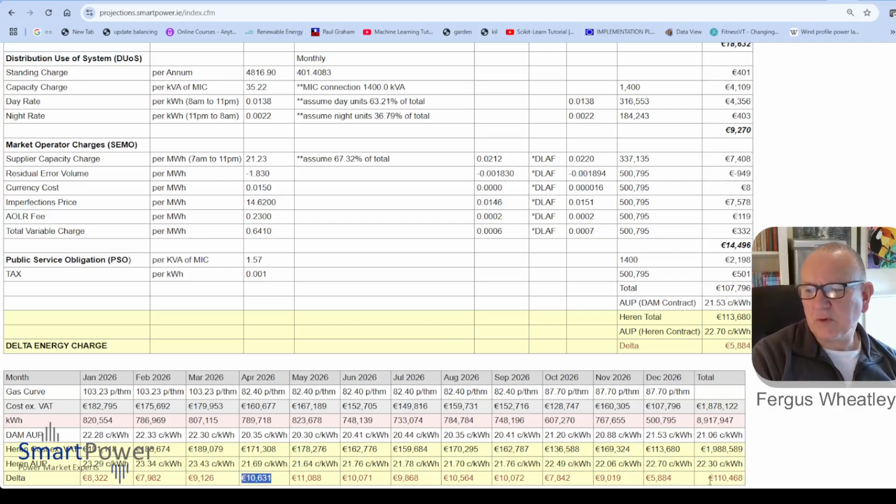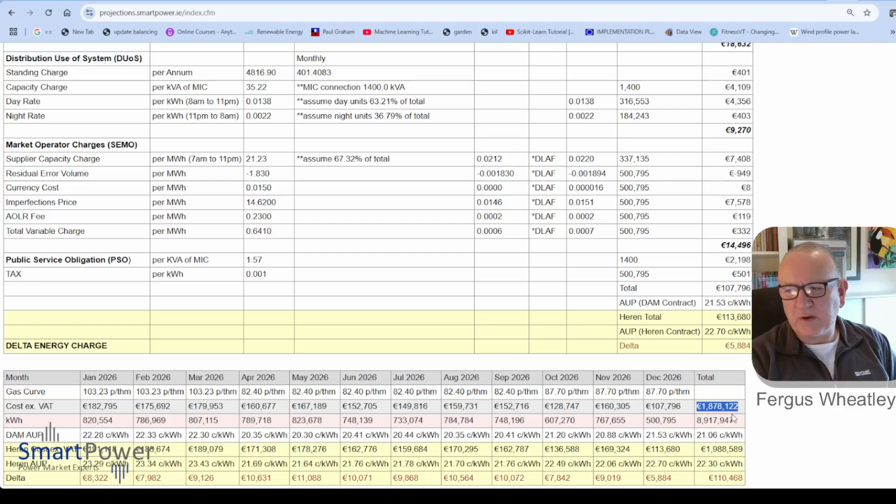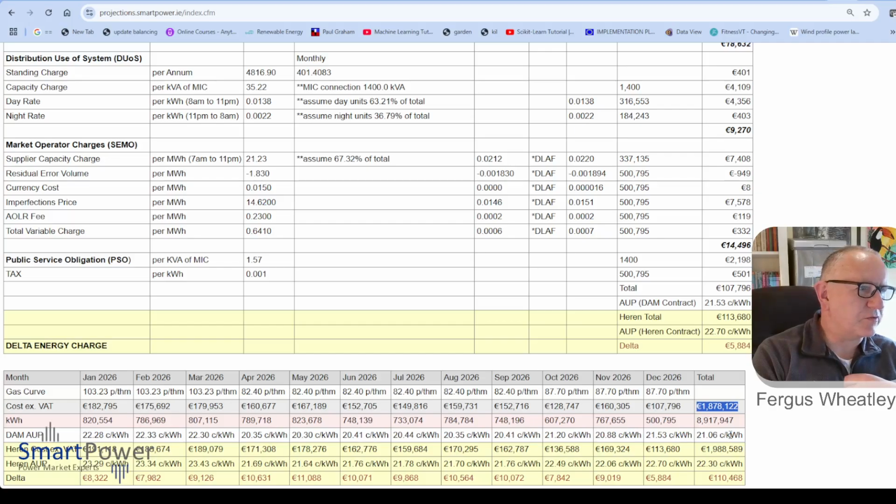So you can decide, essentially my insurance policy against rising gas and electricity costs for next year is going to cost me 110,000 over a total cost of 1,878,000 euros. So that gives you a sense of what that is, about 5%. So that's going to be your cost of essentially insurance for a fixed electricity cost.